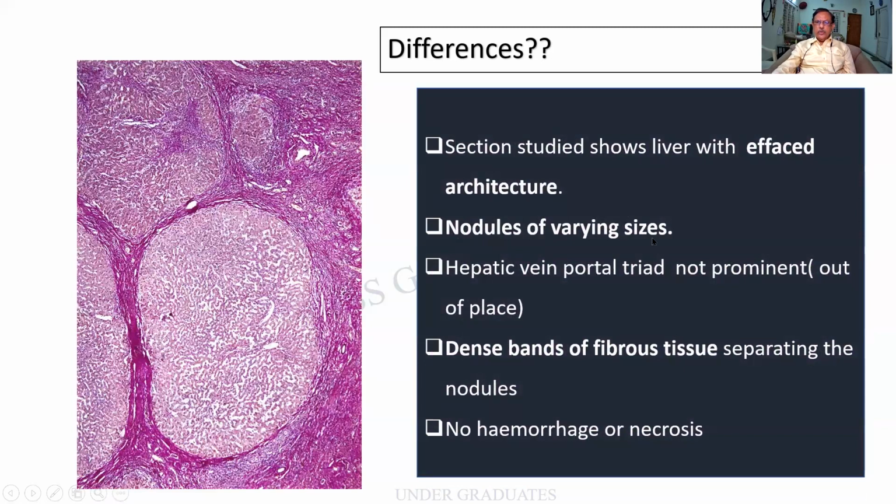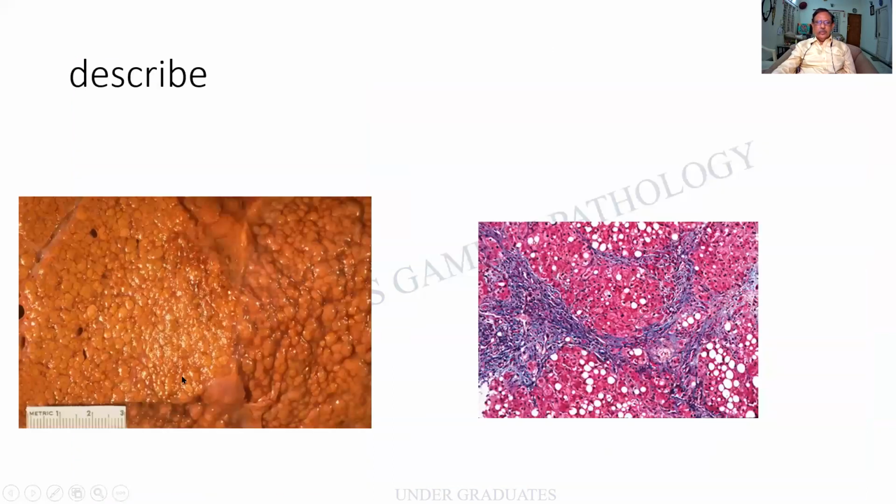Effaced architecture, nodules of varying sizes, hepatic vein and portal triad not prominent but out of place, dense bands of fibrous tissue. This is extremely important, and there are no areas of hemorrhage or necrosis. A superb picture again from a closer view. You can appreciate the nodules much better. The key point is the hobnail pattern throughout. And look at this. There is some remnant of fatty change, but predominantly it is becoming solid. This stain is called the Masson trichrome, which highlights the collagen and fibrous tissue, blue in color.